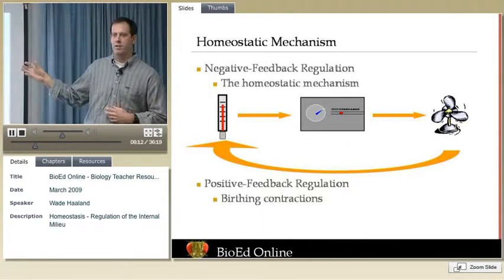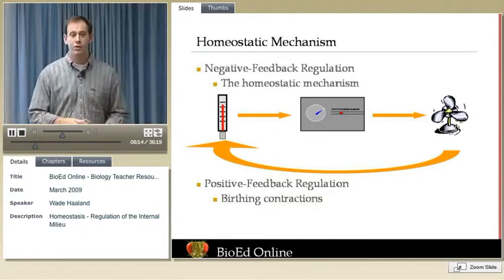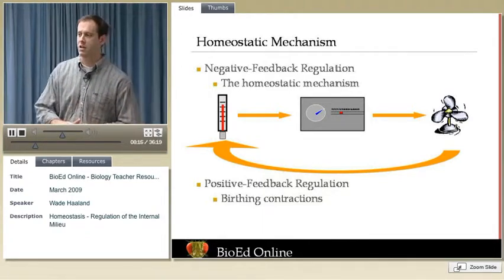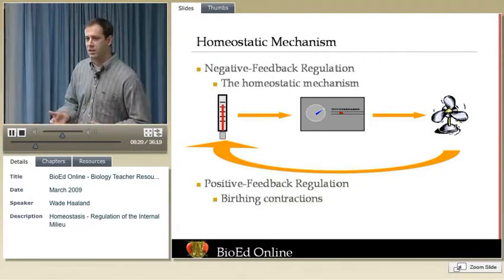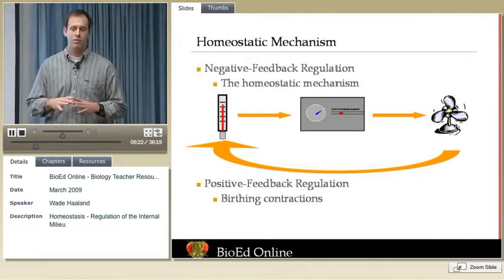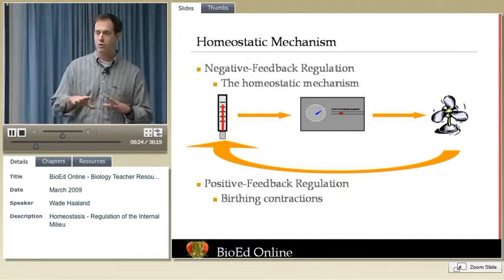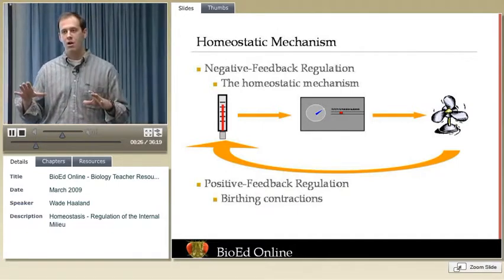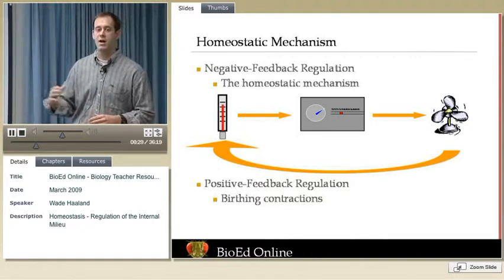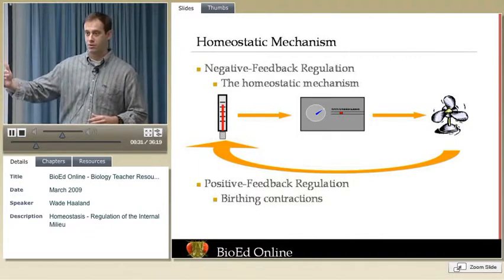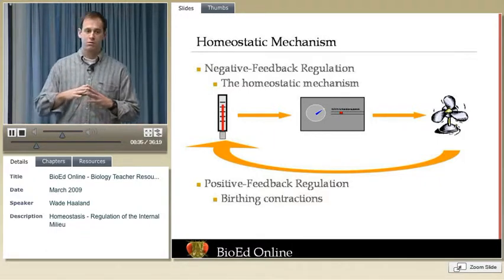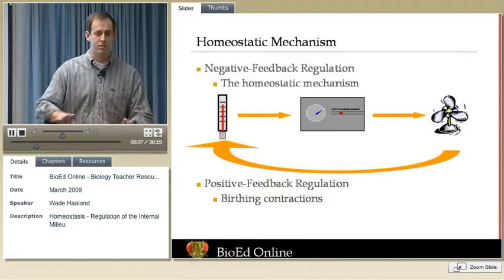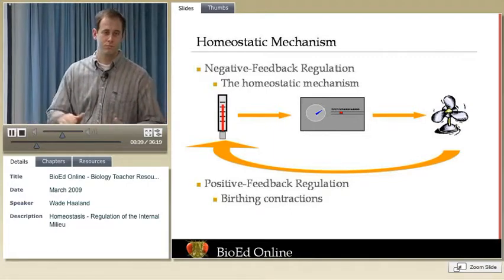Now, if we have negative feedback, do we have positive feedback? And we do. But positive feedback is not a part of homeostasis. The best example of positive feedback is live birth. When the uterine wall contracts, those contractions are continued through a process of positive feedback, meaning, okay, the contractions are going, let's keep going. And it keeps going until the baby is born. Okay?